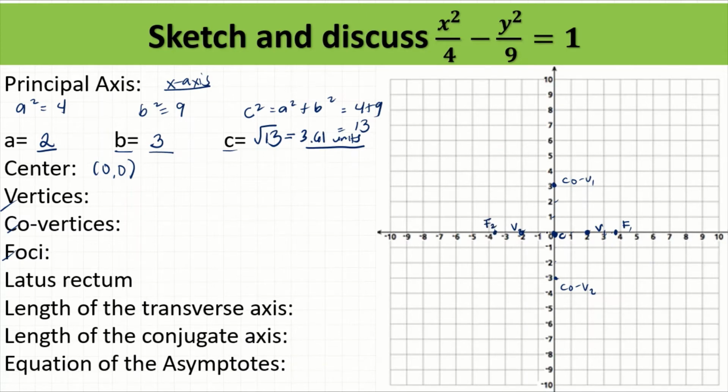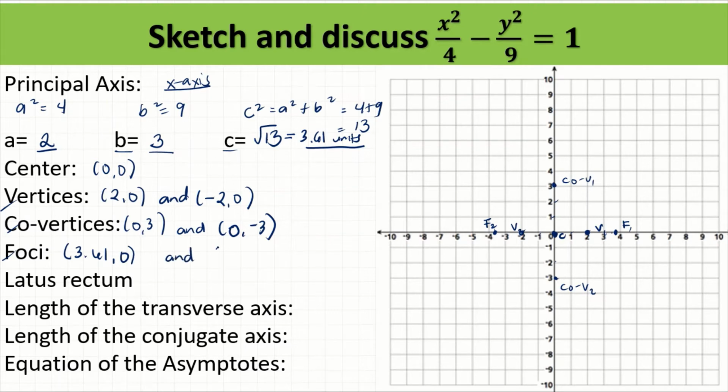For the vertices, we have (2, 0) and (-2, 0). For the co-vertices, we have (0, 3) and (0, -3). For the foci, since tayo ay nasa x-axis, therefore we have (3.61, 0) and (-3.61, 0). Okay, so we have the vertices, co-vertices, and foci.